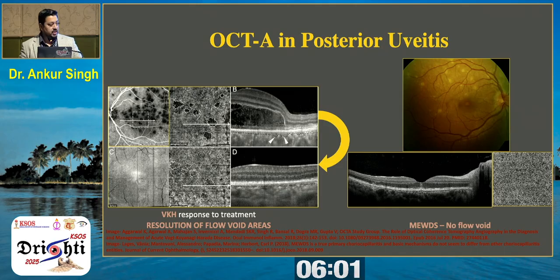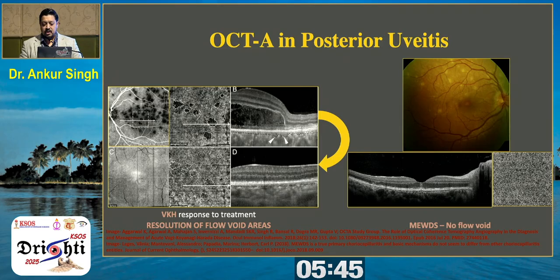uveitis, because you can see these flow void areas and choroidal granuloma in VKH. So when these flow void areas are gone in the choriocapillaris plane, this means this is the time when you can stop immunosuppression or steroid in this patient. So it guides you in treatment.